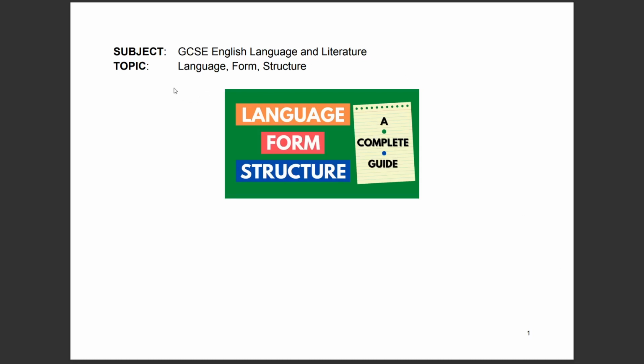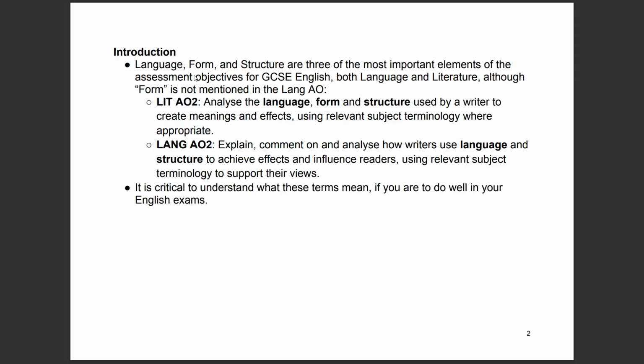In this video, we are going to look at language, form and structure. These terms are three of the most important elements of the assessment objectives for GCSE English, both language and literature, although form is not mentioned in the language AO.